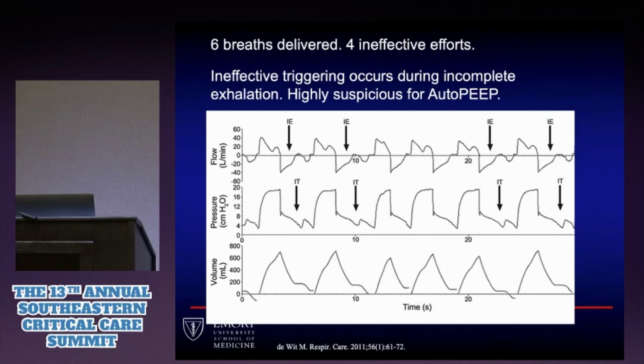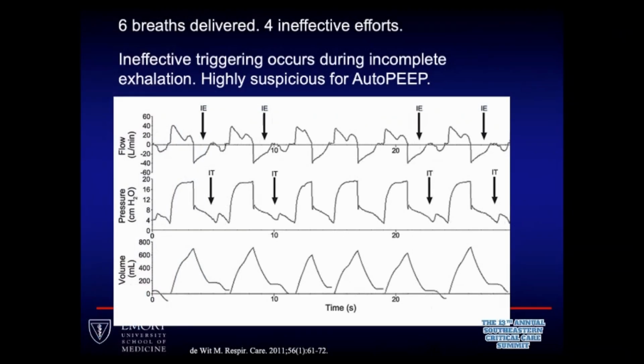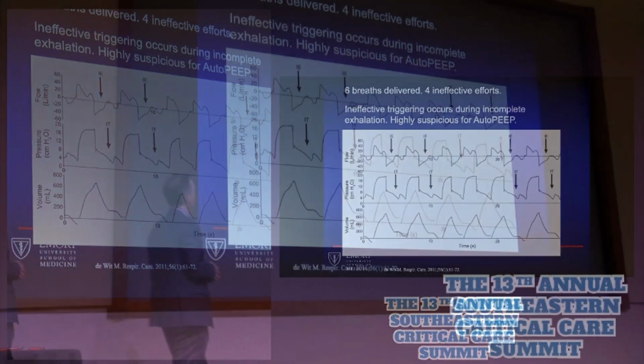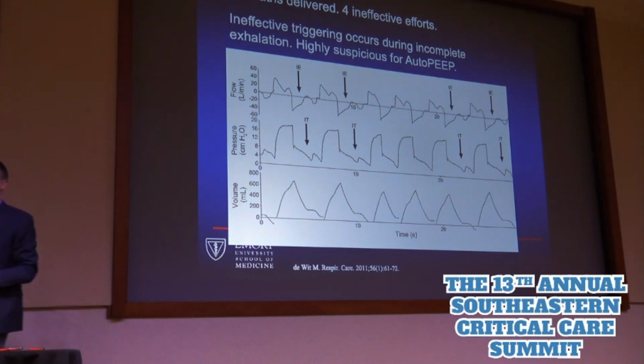the ineffective triggering are denoted by the IT. So each arrow is an ineffective trigger. So you can see these bumps on the flow curve, positive bumps, that there is no breath delivered at that particular time. Those are ineffective triggers. Now the top flow graphic is showing you IEs. Those are incomplete exhalations. So this patient has asthma. They are having auto-PEEP. They are not exhaling all the way.